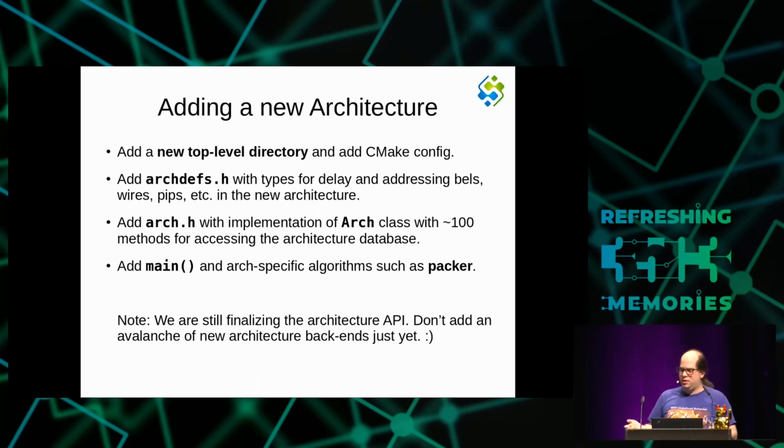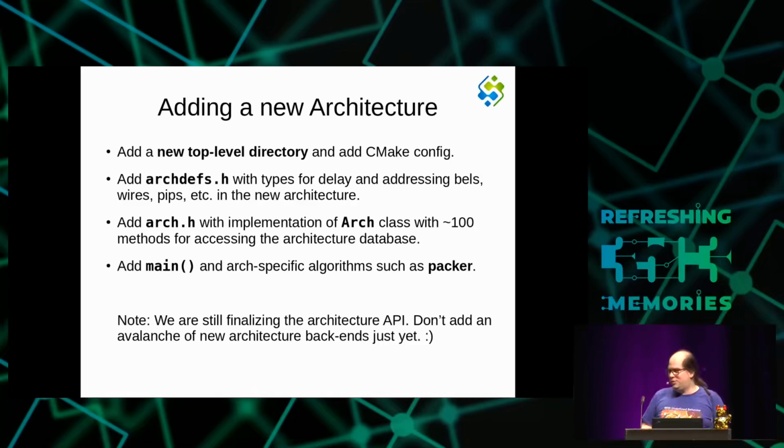And the way we do that is by making all those data types architecture-specific data types. And then each architecture can choose whatever they want, and the C++ compiler will try to do its best to actually implement the thing. So archdefs.h, that's where the data types go, and then arch.h, that's where one big class goes, which is called arch. And this class has to implement about 100 different methods that are this architecture database API.